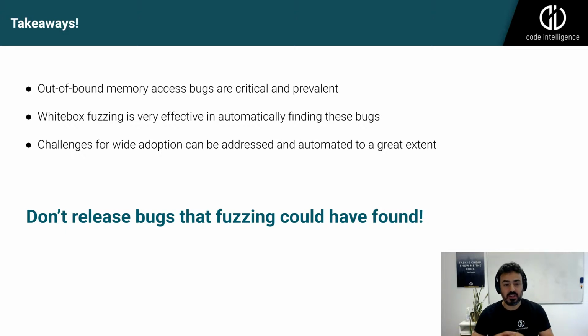And as we discussed, there are challenges for wide adoption, but these challenges can be addressed and automated to a great extent. This is what we currently focus on as a company, and what we do in our products is to make this as accessible and as automated as possible for users. And obviously, as we've seen with Heartbleed, what we want to achieve here is that we don't release any bugs that fuzz testing could have found before, so that we don't have these major breaches.